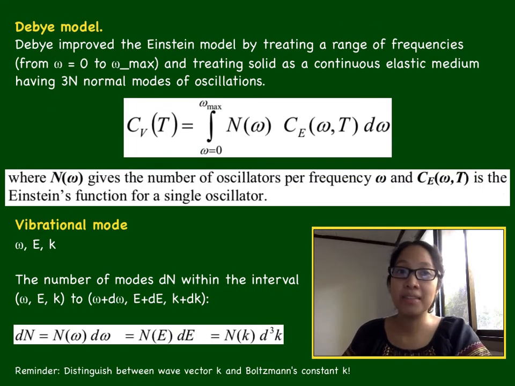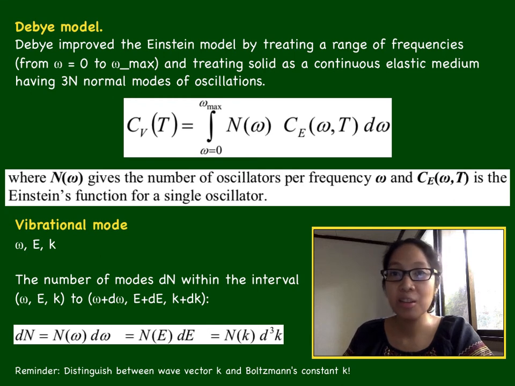An improvement to the Einstein model was provided by Debye. In the Debye model, we treat a range of frequencies from omega equals 0 to a maximum omega. Additionally, we treat the solid as a continuous elastic medium. It follows that in the Debye model, the heat capacity depends on frequency.